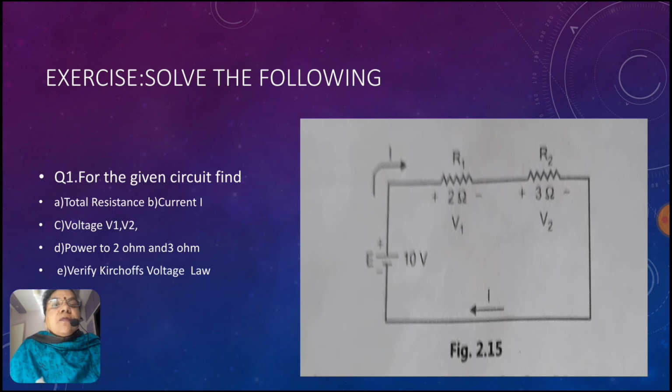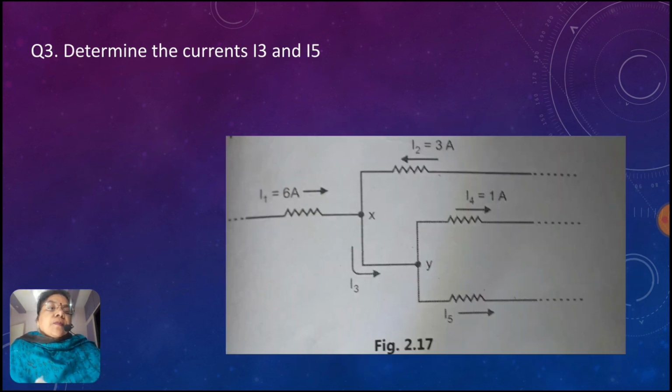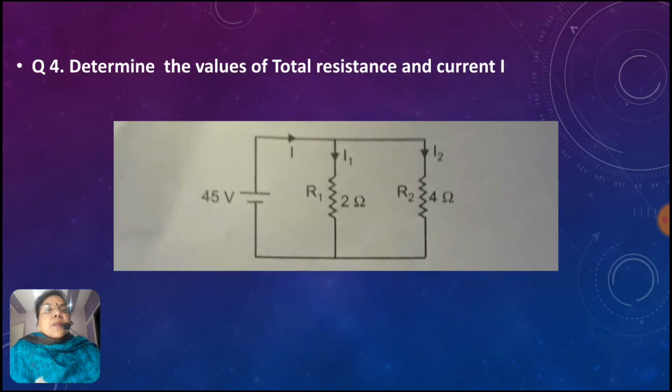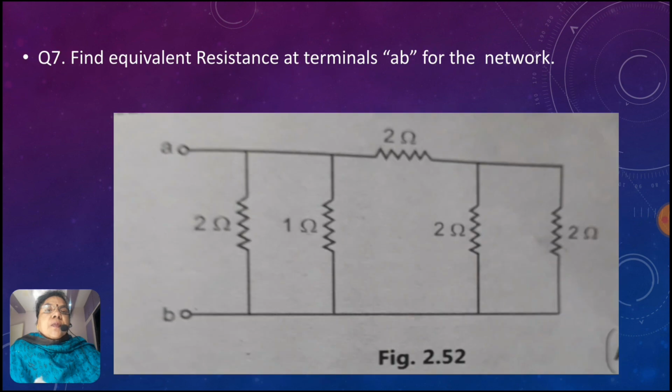So there is an exercise for you. Solve the following. For the given circuit, find the total resistance, find the voltage V1, V2, power to the 2 ohm and 3 ohm resistors, and verify Kirchhoff's voltage law. So there are total 8 questions given to you. You have to solve it in your notebook as an assignment and show it to me after 1 week. Okay. So this will be the first assignment to you up to questions 8.